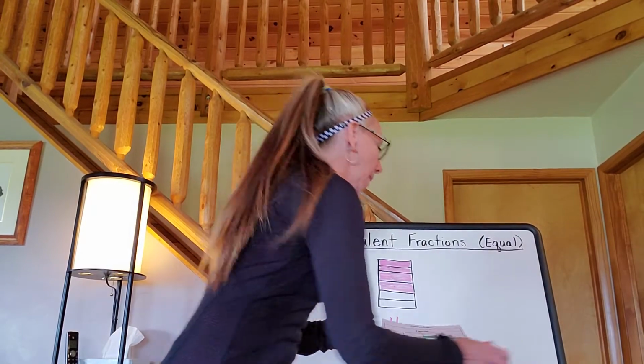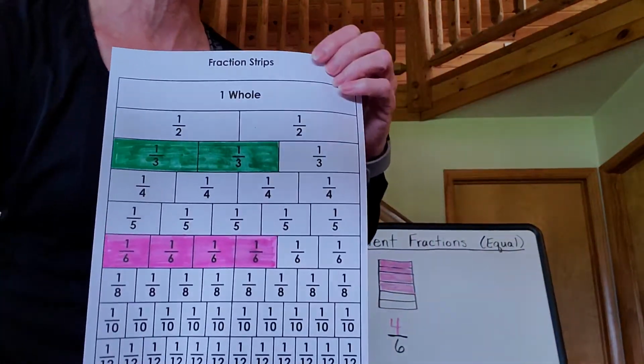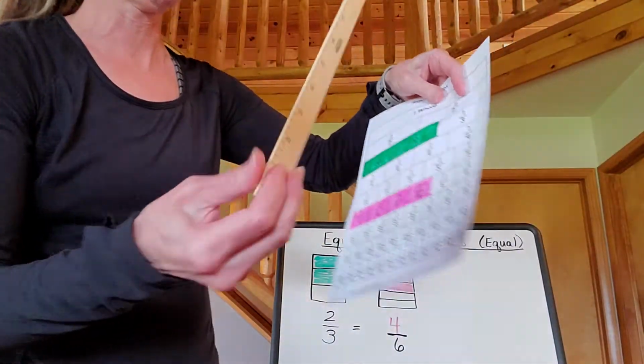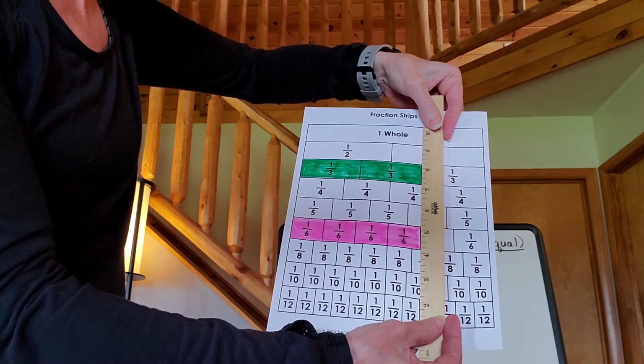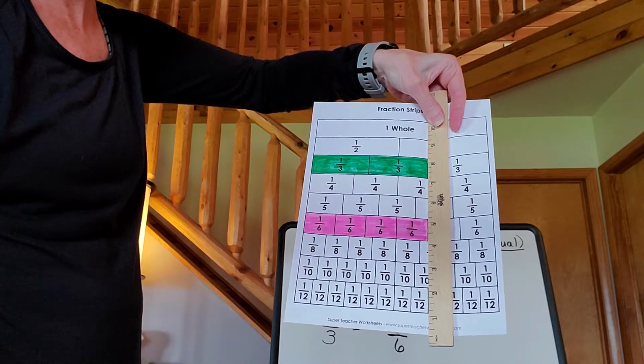Here's the third way. Remember I showed you with the fraction strips. So here's our fraction strips. I colored them again so you could see them easier. And I'm going to use the ruler to show you where the end of those lines are. And again, 2/3 is the same length as 4/6.